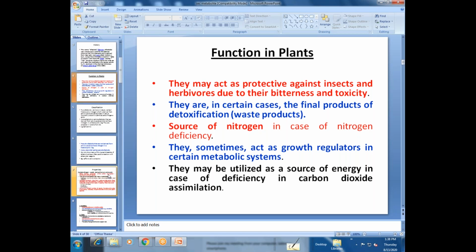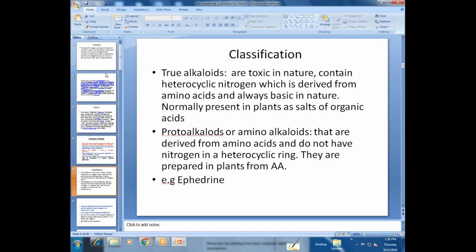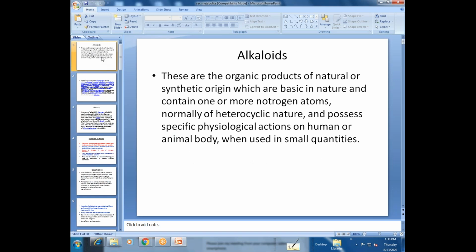They have to be used in small quantities. Why do they have to be used in small quantities? Because they are potent medicaments. They have to be used in a small quantity to exert a physiological action.